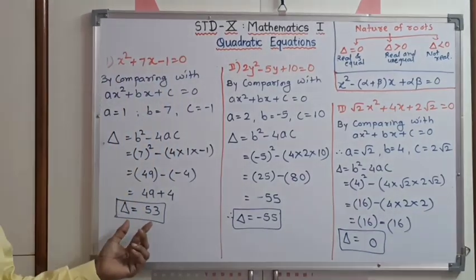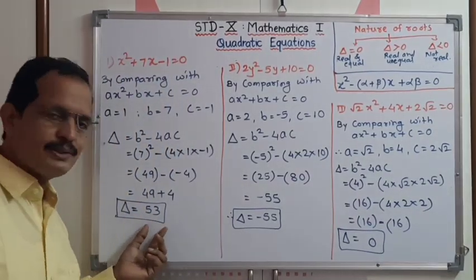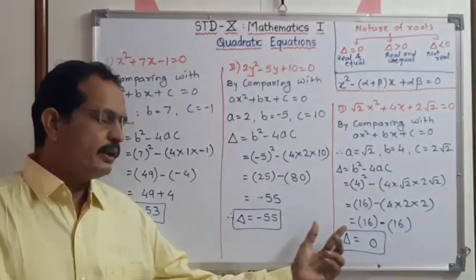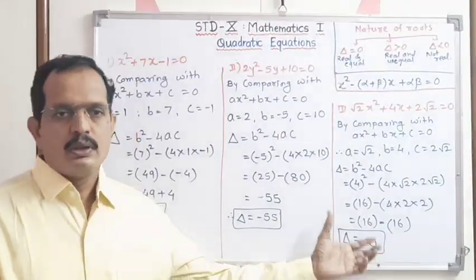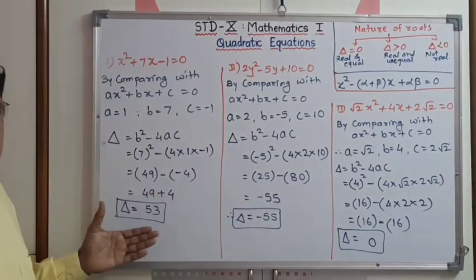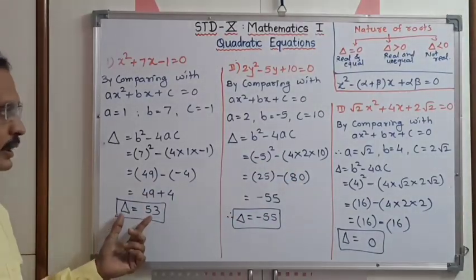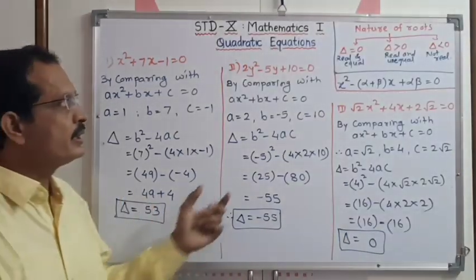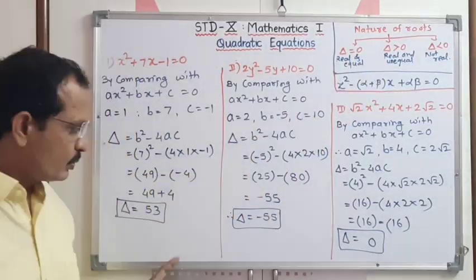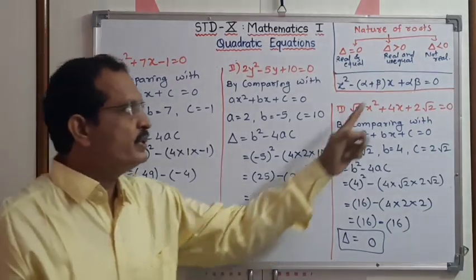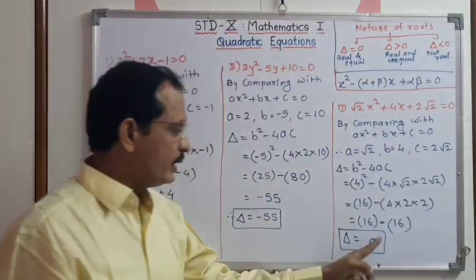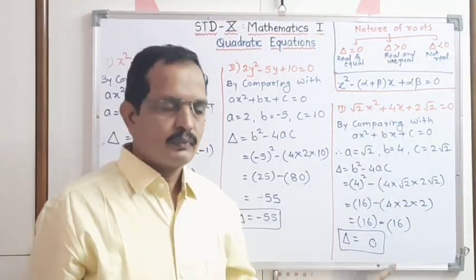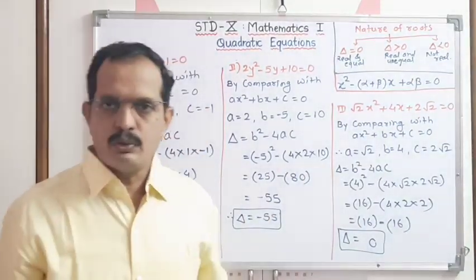In the first sum we get the value of delta is greater than 0. In this case it is less than 0 and it is 0. If we have to find out the nature, then we can say that delta is 53, that means greater than 0. Greater than 0, therefore real and unequal. Less than 0 means not real and equal to 0 means real and equal. Write down all this sum in your notebook.